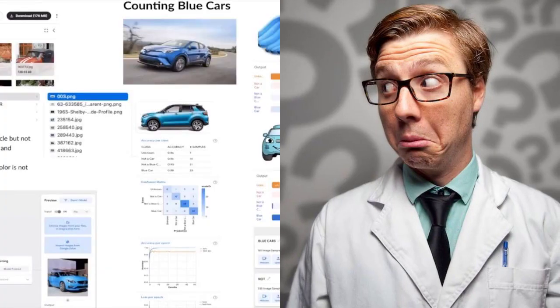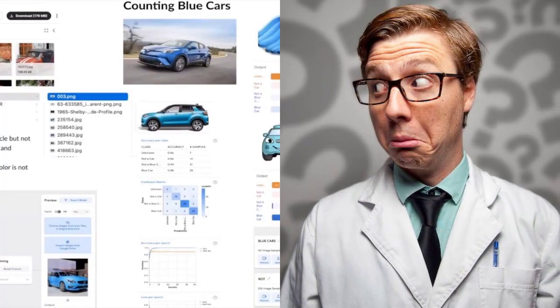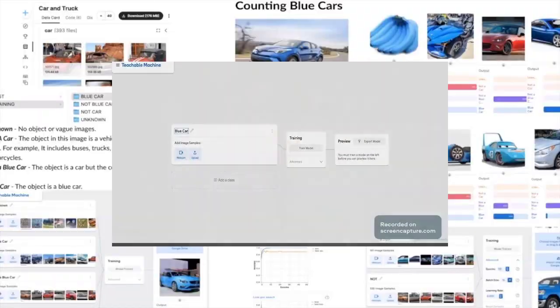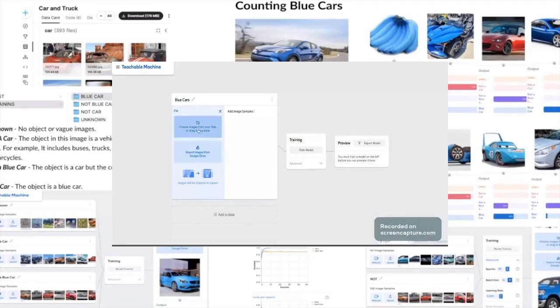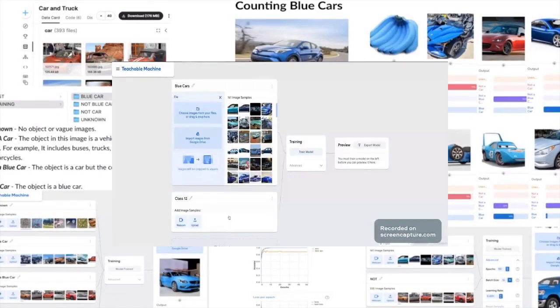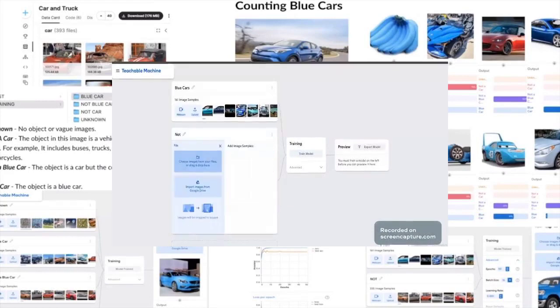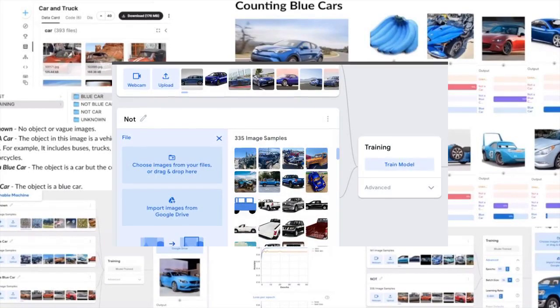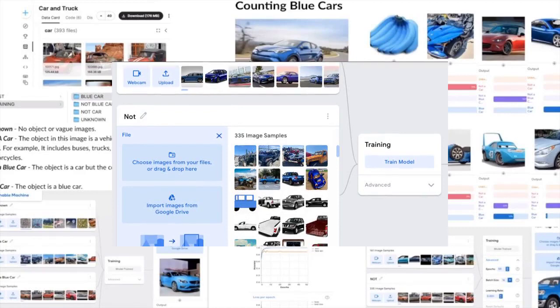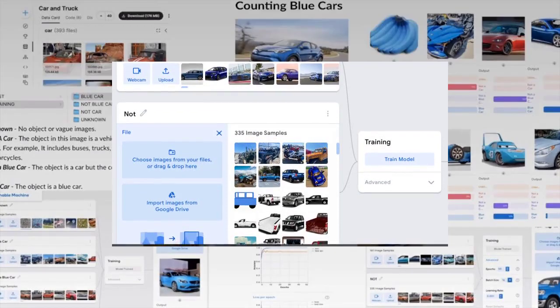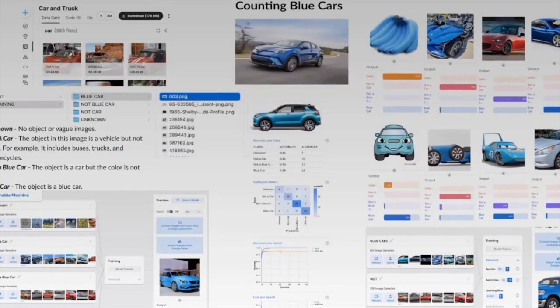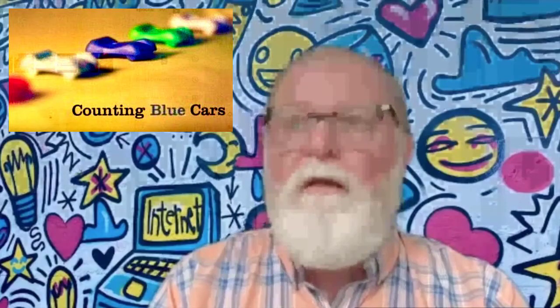Then I asked myself, what about the classes and the way I set things up? And so I redid the entire test, and I put one class as blue car and then another class as just not. And I took all the images and placed them in there to see if that would make any difference. It was nominal. It dropped very, very slightly, but it was still around 85%.